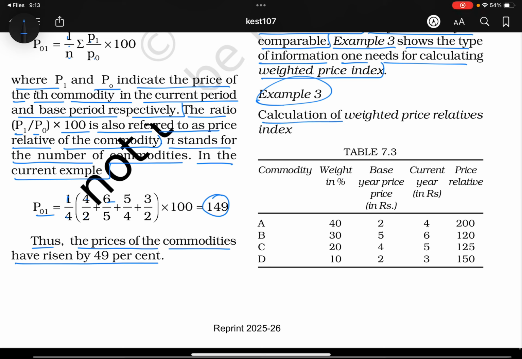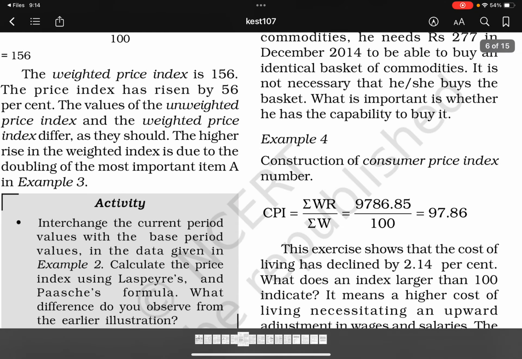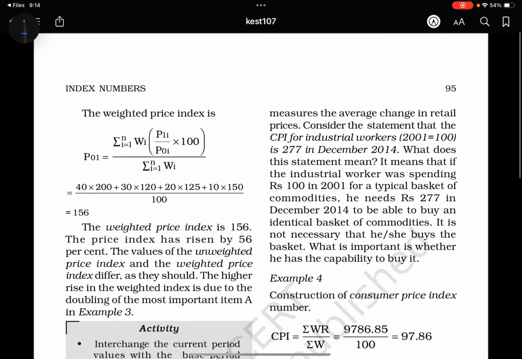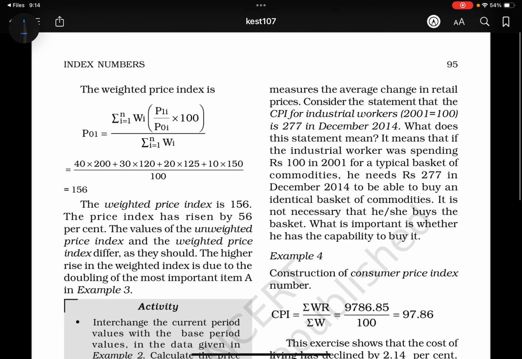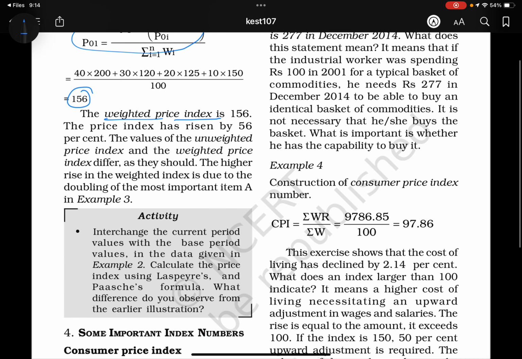Example 3: calculation of weighted price index relatives index. Commodity A, B, C, D. Weight in percentage 40, 30, 20, 10. Base year price in rupees 2, 5, 4, 2. Current year in rupees 4, 6, 5, 3. Price relative 200, 120, 125, 150. The weighted price index is, ये फॉर्मूला लगा देंगे जो पहले पढ़ा था और answer कितना आ जाएगा 156. The weighted price index is 156.